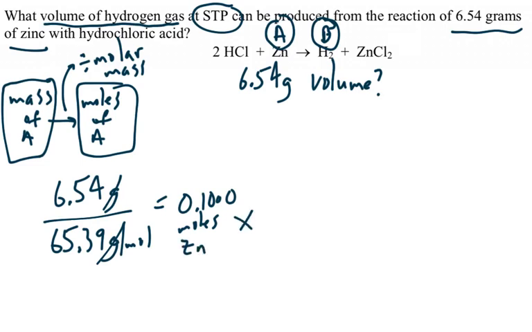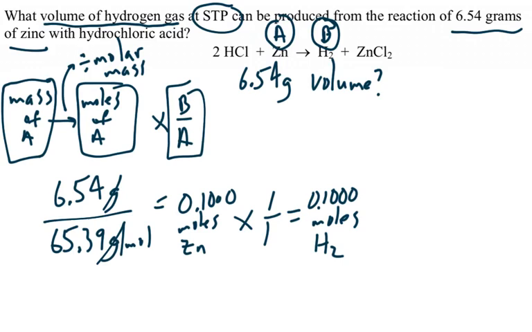Now, the mole ratio here, notice it's B over A, is just 1 over 1. The mole ratio is 1 over 1, so the number does not change. However, you're no longer moles of A. You're now moles of B, which is hydrogen. So once you multiply by the mole ratio, you get moles of B, and here is the new step.